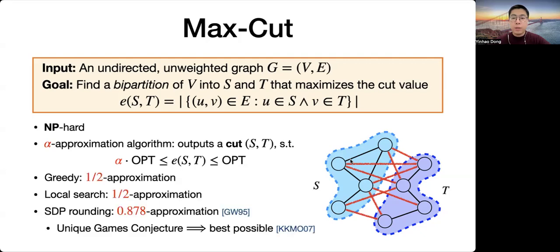There is a simple greedy algorithm that achieves a half approximation. Similarly, a local search algorithm can also achieve the same approximation ratio. The best known approximation ratio is 0.878 by Goemans and Williamson based on SDP rounding. This is also the best possible under the unique games conjecture.